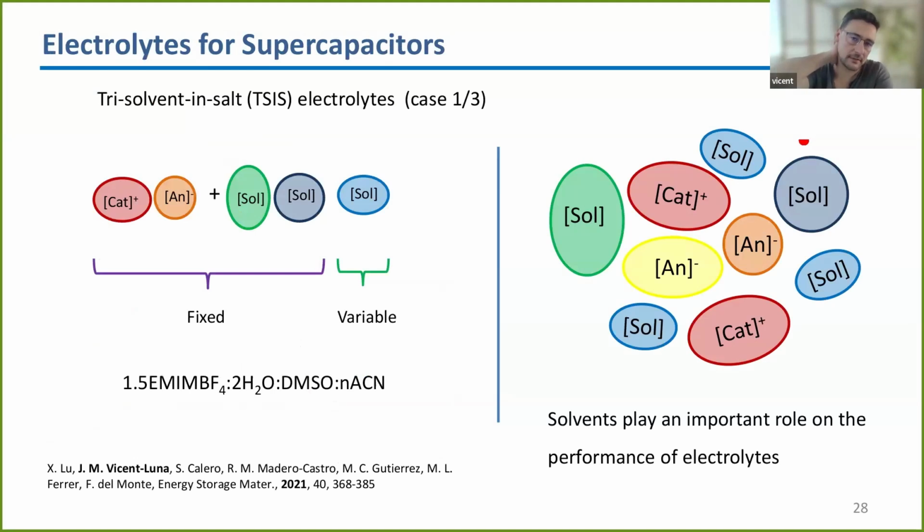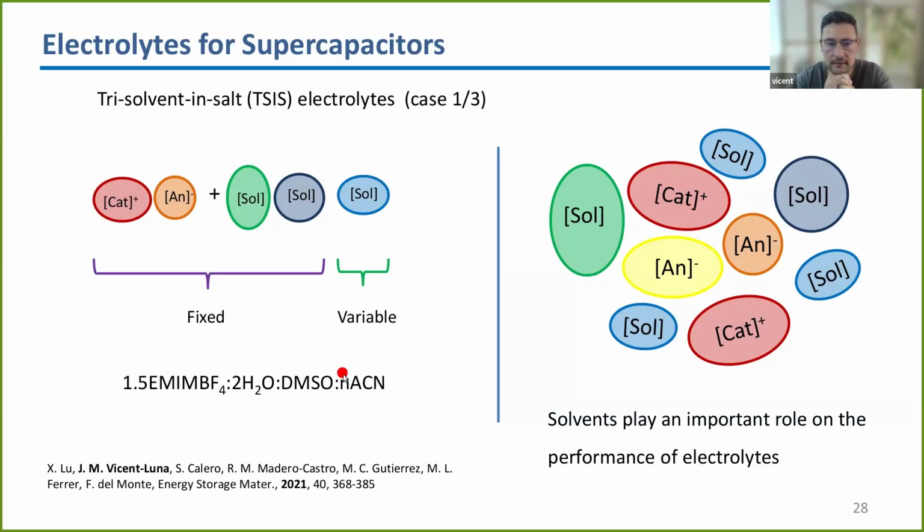Again, my collaborator came to me a few years ago with some challenges because they have an electrolyte for supercapacitors composed of the so-called trisolvent-in-salt, which combines 3 different types of solvent with one ionic liquid to study the electrolyte in supercapacitors. This was this formulation. Here, all of this part of the electrolyte is fixed, and we add different amounts of the variable part, which is acetonitrile.